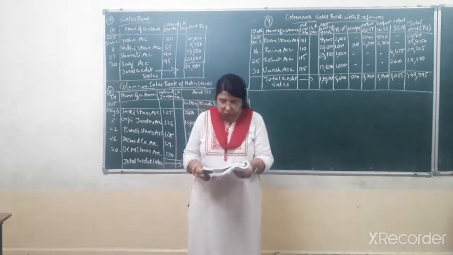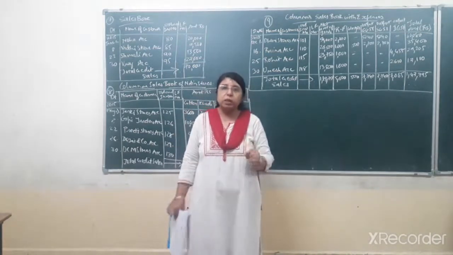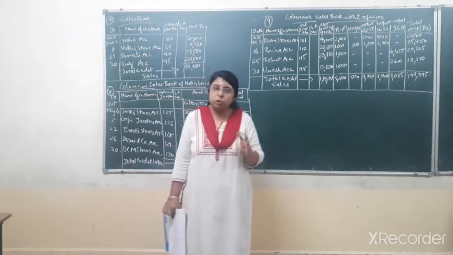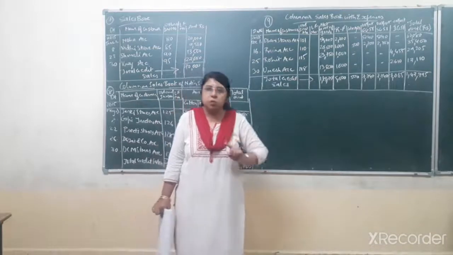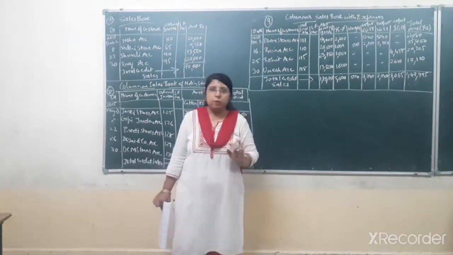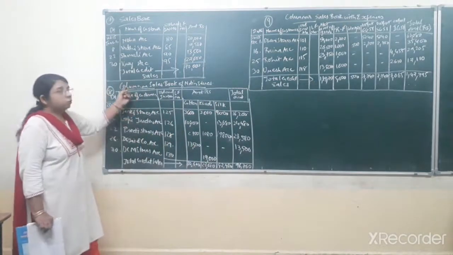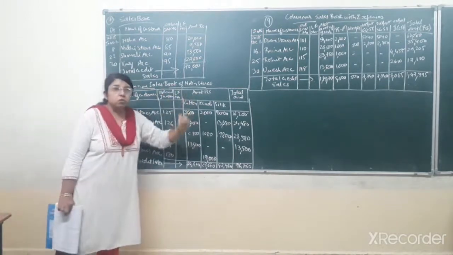Now, Nitin Stores deals in 3 types of clothes, namely cotton, khadi and silk. It means Nitin Stores is selling 3 different types of clothes. So here we have to prepare a columnar sales book with different types of products, that is cotton, silk and khadi. Here you can see the heading is given: columnar sales book of Nitin Stores.